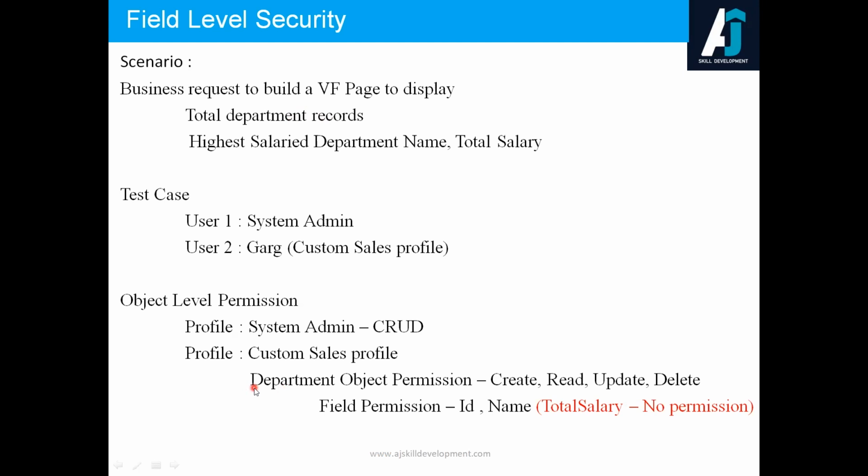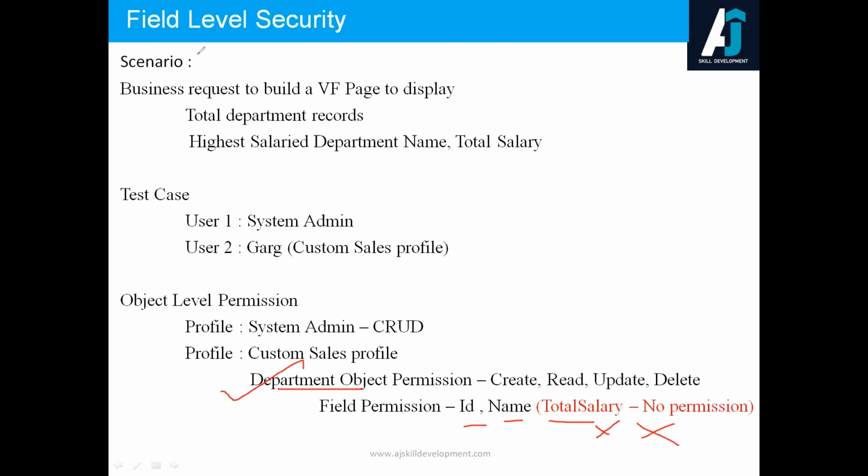In the previous scenario, garg didn't have object level permission. Now in this scenario, garg has object level permission: create, read, update, delete, all the object level permissions are available for him. The only permission not available for garg is the total salary field. In the department object, we have three fields: record ID, name, total salary. garg doesn't have access to total salary. So this is related to the field.